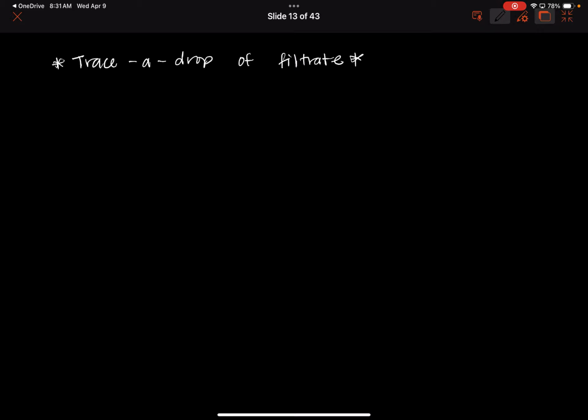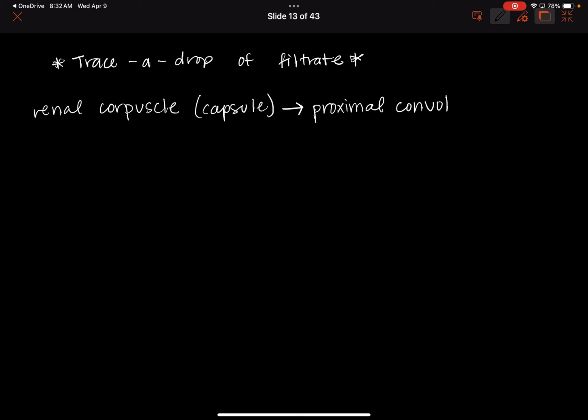So we're going to go from, and only talking about filtrate and not blood. We can start at the renal corpuscle, which it's really going to be the capsule portion that filtrate's going to be in. And then from there, and I'll spell it out for you guys because you're going to have to spell it out in an exam, proximal convoluted tubule. But the rest of this lecture, you'll probably hear me refer to it as the PCT.